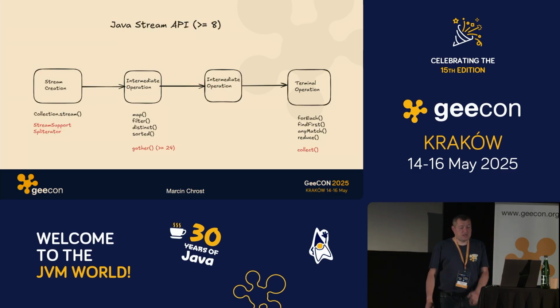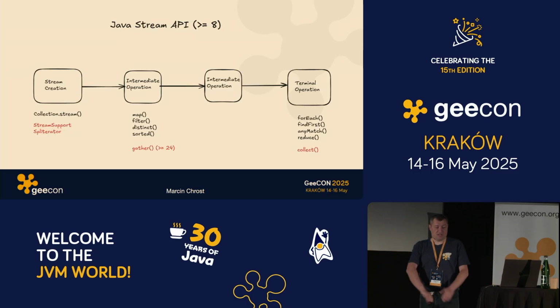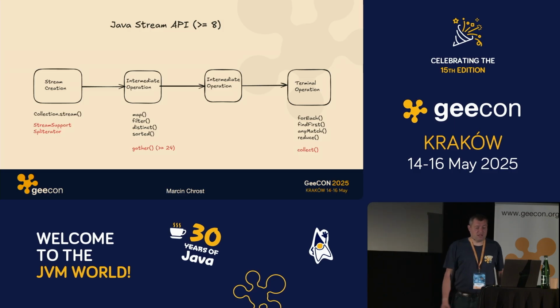Okay, as a quick recap, let's look at a quick overview of the Java Stream API. Usually we have three parts, and the intermediate one is optional. However, the first and the last are mandatory.